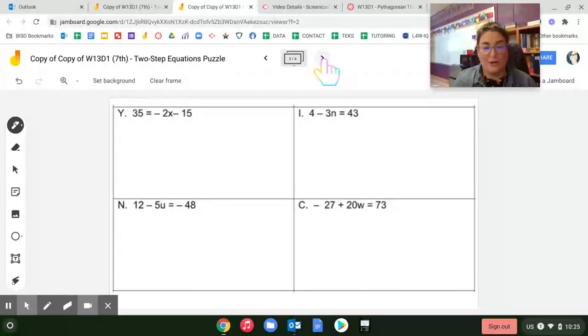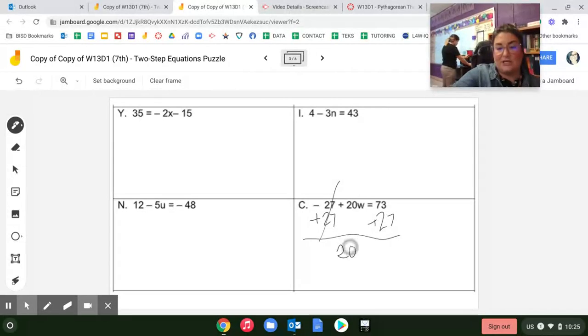I'm going to go through one more example where I saw some confusion. Let's look at letter C. One of the things that confused people was it started with this negative number out here that we need to get rid of. Well, what is the opposite of a negative? It's a positive. That's how we get rid of that -27. So we're going to add 27 on both sides.